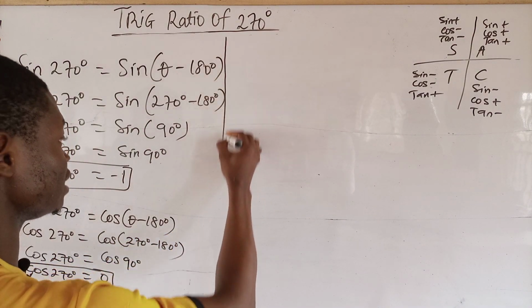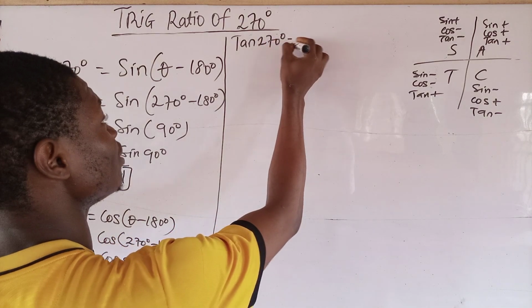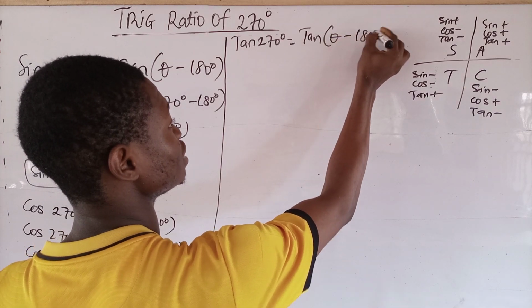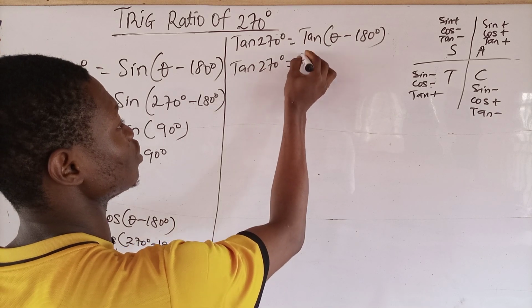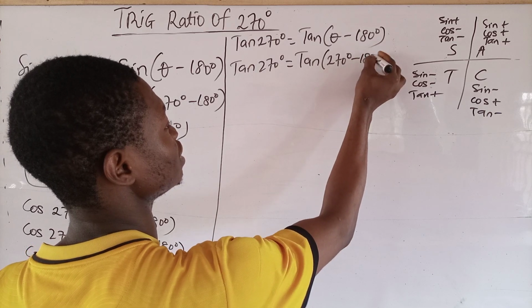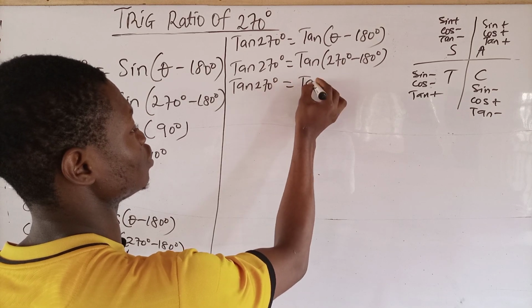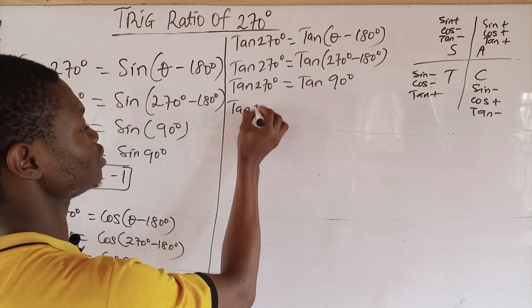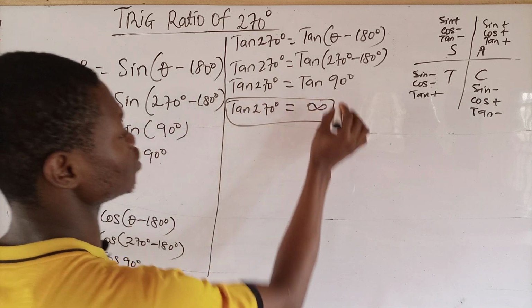So we are going to find tan 270 degrees. Using the same formula, tan bracket theta minus 180 degrees. So tan 270 degrees is equal to tan 270 minus 180 degrees. So tan 270 degrees is equal to tan 90 degrees. So we are going to have that tan 270 degrees is equal to tan 90, which is complex, infinite. So that's the value.